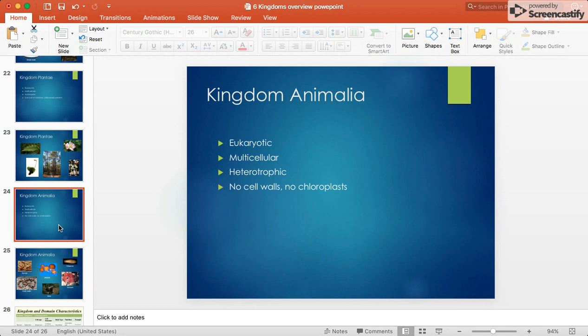Kingdom Animalia, last but certainly not least, because that's you. Eukaryotic, multicellular, meaning more than one cell. Heterotrophic, meaning we have to consume our food. They do not have cell walls, and they do not have chloroplast because we don't make our own food, so we don't need chloroplast because we have to eat our food. We do not have cell walls either.